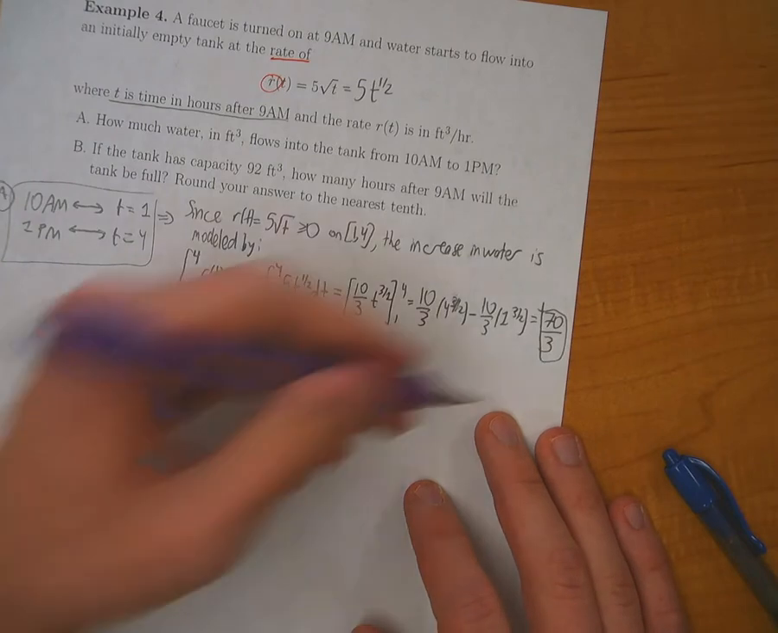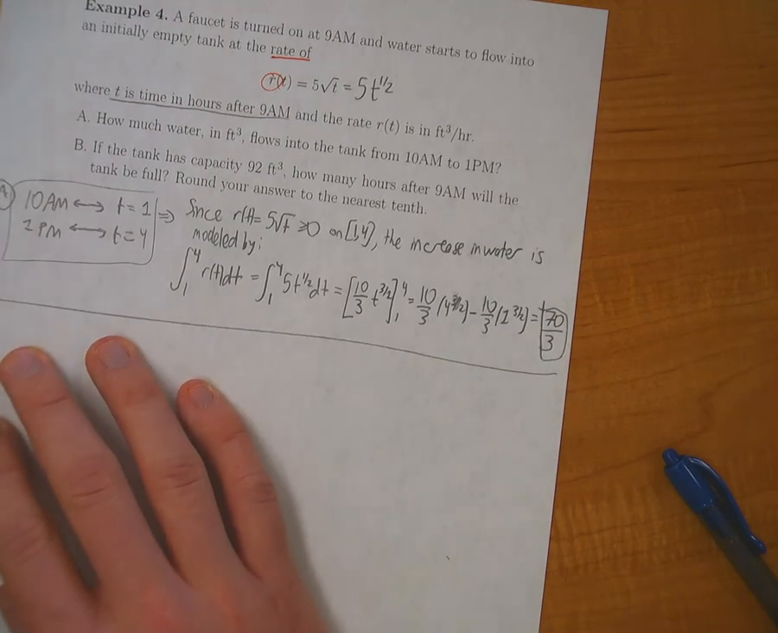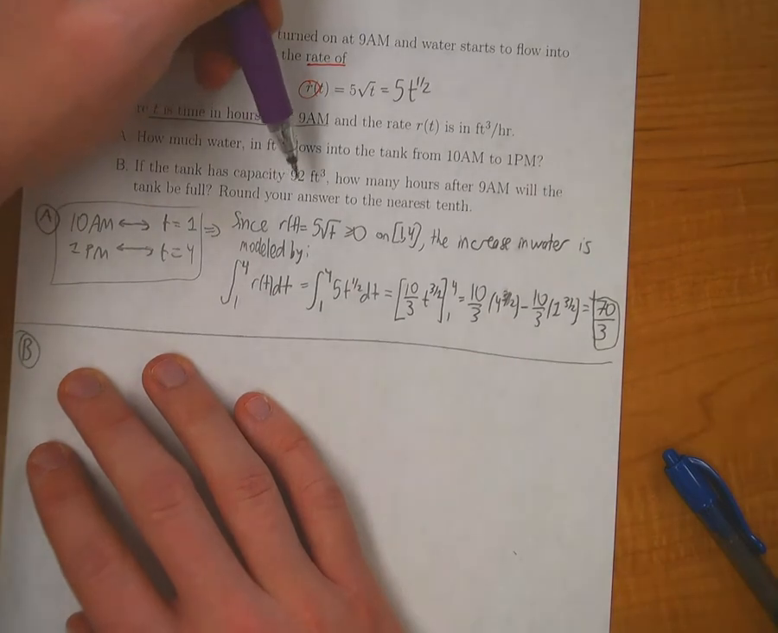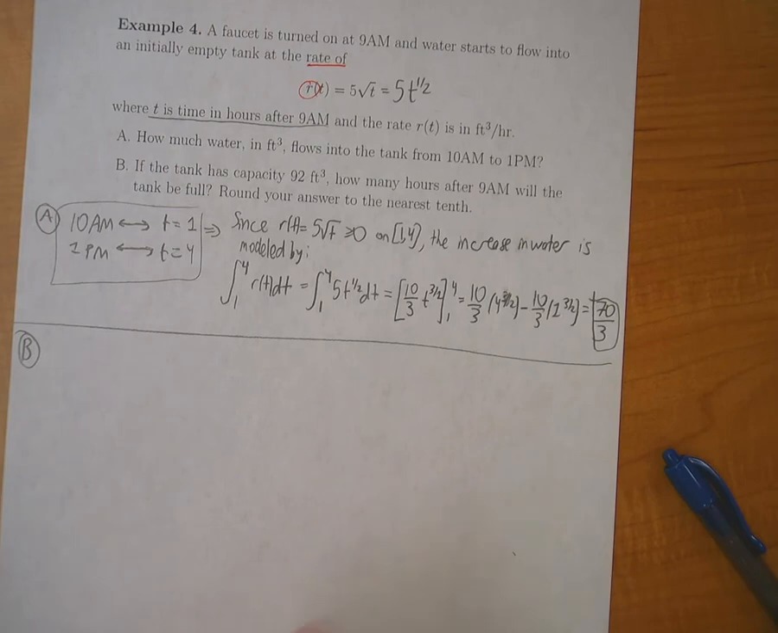So part A is not too bad. But now part B is where things get a bit more interesting. If the tank has capacity 92 cubic feet, how many hours after 9 a.m. will the tank be full? We have to round our answer to the nearest hundredth.